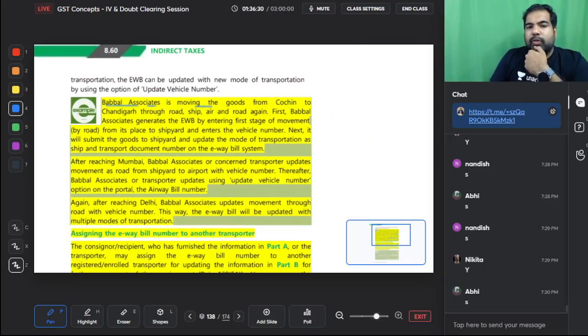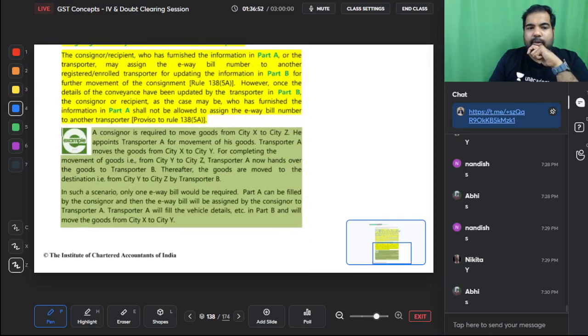Babbal Associates is moving the goods from Cochin to Chandigarh through road, ship, air and road again. First, Babbal Associates generates the e-way bill by entering first stage of movement. From its place of shipyard, enters the vehicle number. Next, it will submit the goods to the shipyard and update the mode of transportation as ship and transfer the document on the e-way bill. After reaching Mumbai, guys, can you change part B? Yes, you can continuously change part B. That's no problem at all.